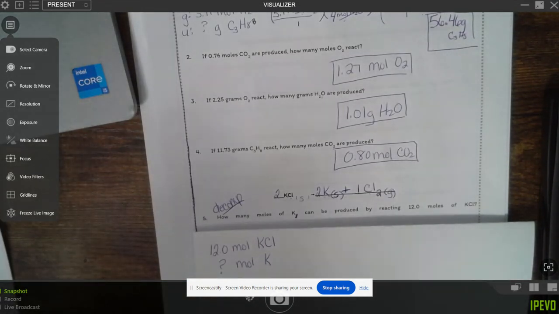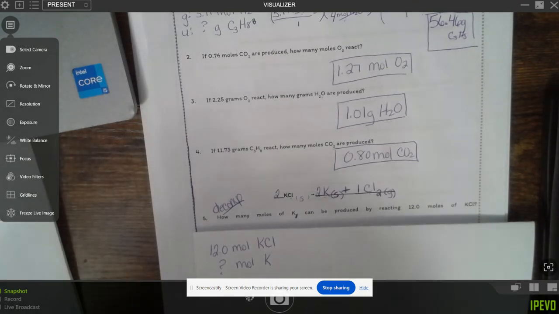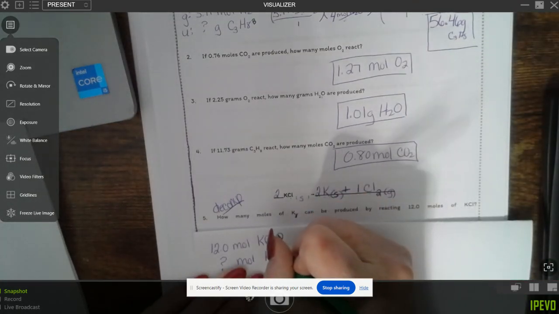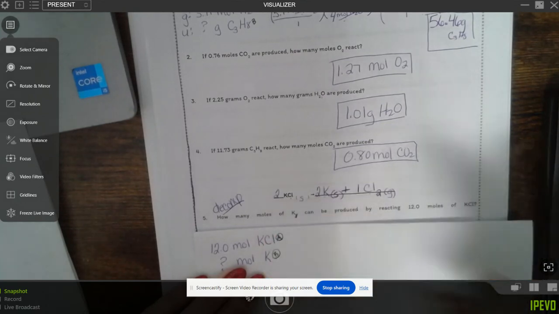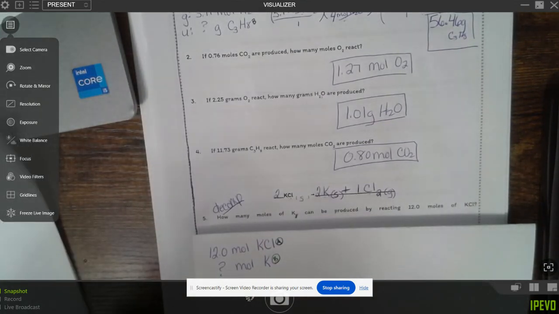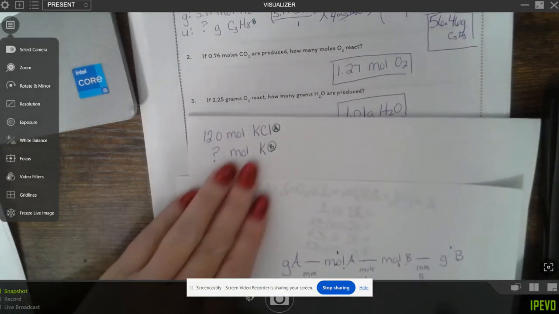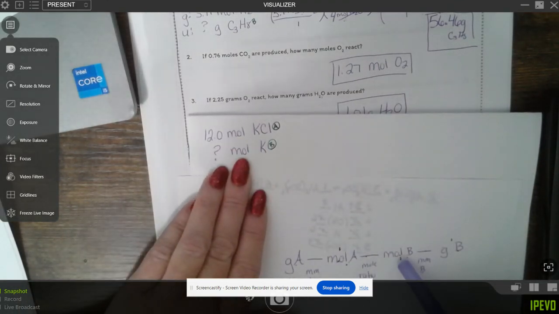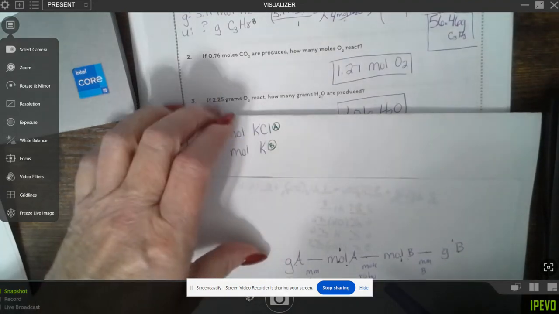Where did my mole math go? Here we go. So KCl is my given, so that's my A. Potassium K is my B, is my unknown. Okay, so if I look at my mole map, I'm starting with moles of A, ending at moles of B. So it's a one step using the mole ratio.